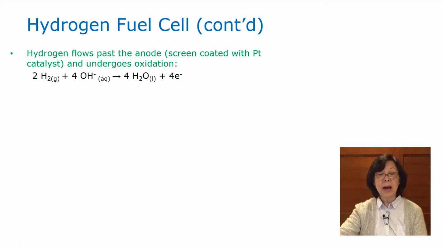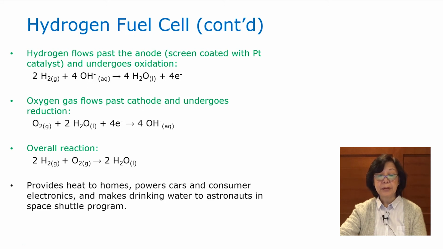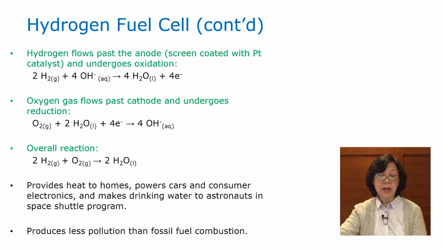The hydrogen flows past the anode, which is a screen coated with platinum catalyst, and undergoes oxidation, generating water. The oxygen gas flows past the cathode and undergoes reduction, generating 4 moles of hydroxide ion. So the overall reaction is 2 moles of hydrogen reacting with 1 mole of oxygen to form 2 moles of water. And this is very useful to provide heat energy to homes, to power cars and consumer electronics, or making drinking water for the astronauts in the space shuttle program. And it will produce much less pollution than the fossil fuel combustion.